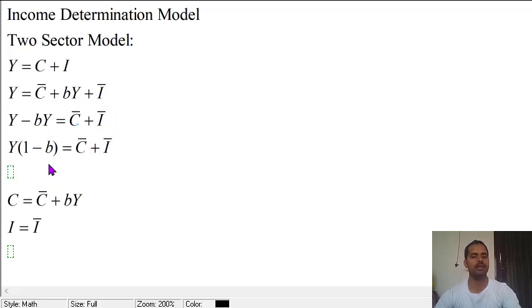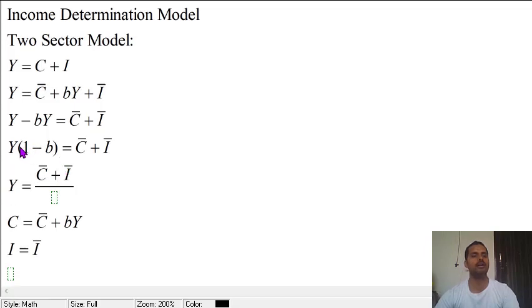Now you can solve it for y. Now y is equal to c bar plus I bar, that is autonomous consumption plus autonomous investment, and now in the denominator we will have 1 minus b, or you can remove this bracket. So this is the equilibrium level of national income in algebraic form. Sometimes you may be asked in this form, so you need to remember this derivation, how this derivation happens. If you remember the derivation, you can easily find the value of equilibrium national income given c is equal to whatever.